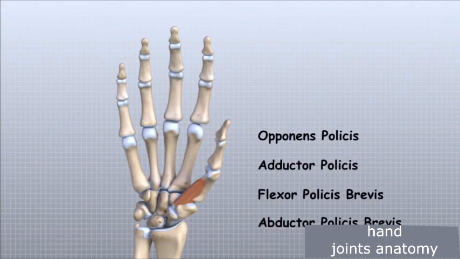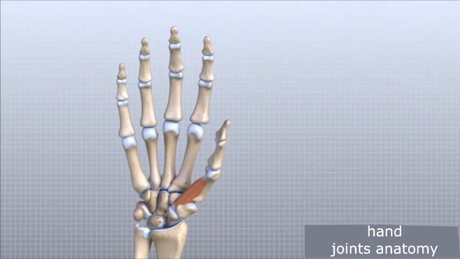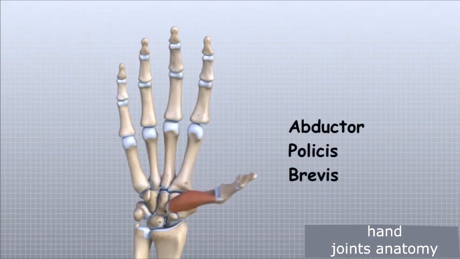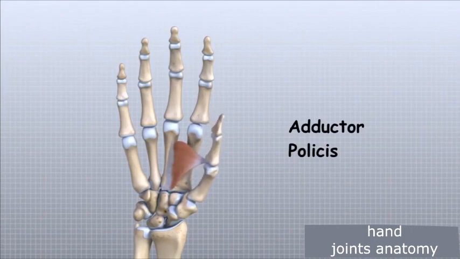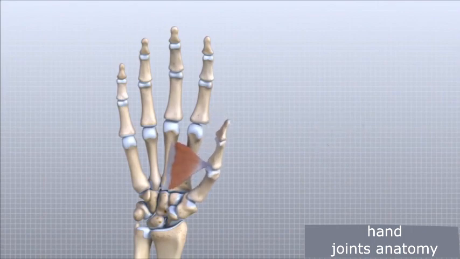Each of these muscles starts at the wrist and attaches at different locations at the proximal phalanx of the thumb. Each of their names suggests what they do when they contract. The abductor pollicis brevis moves the thumb away from the midline of the hand. The flexor pollicis brevis flexes or bends the thumb. The adductor pollicis moves the thumb towards the midline of the hand.